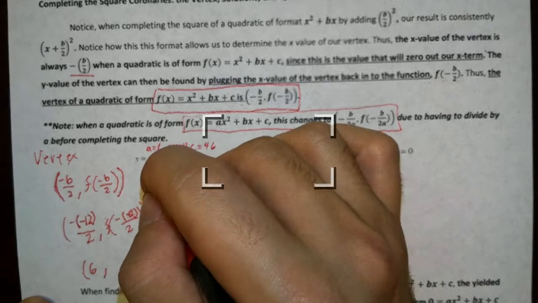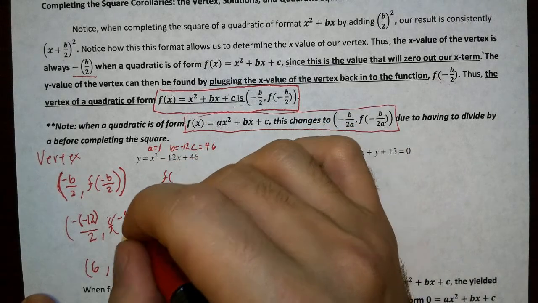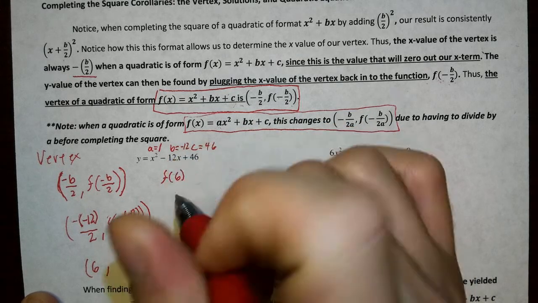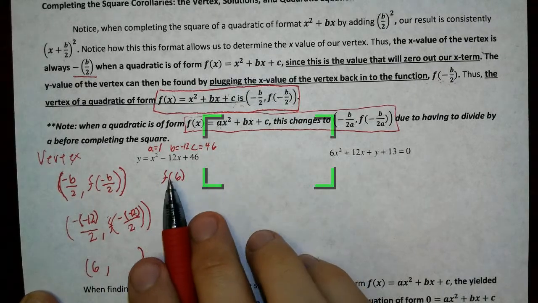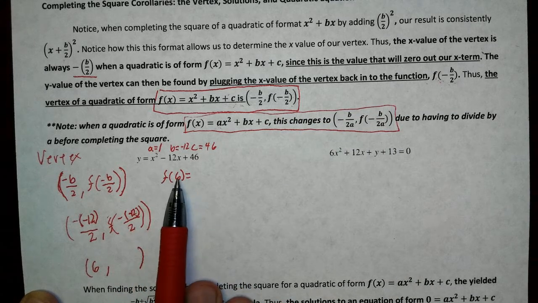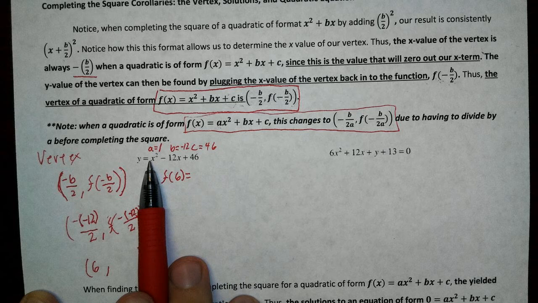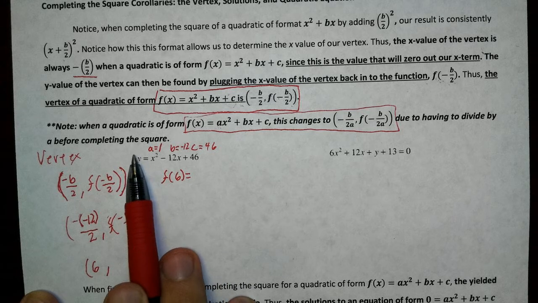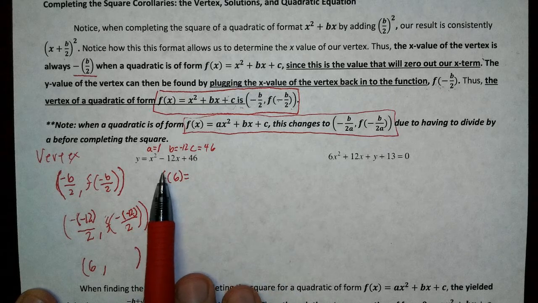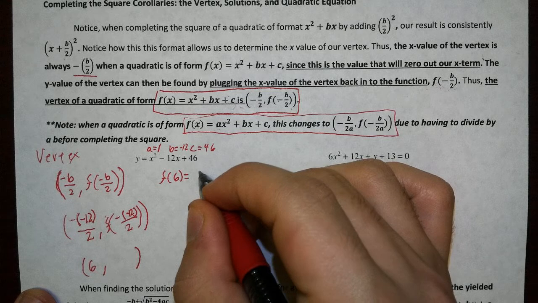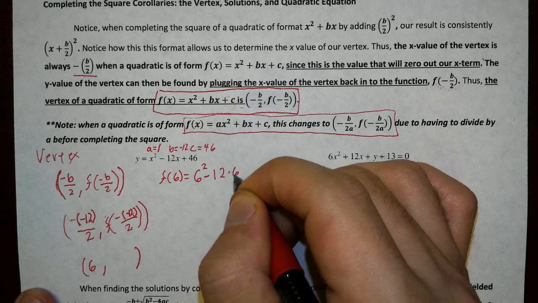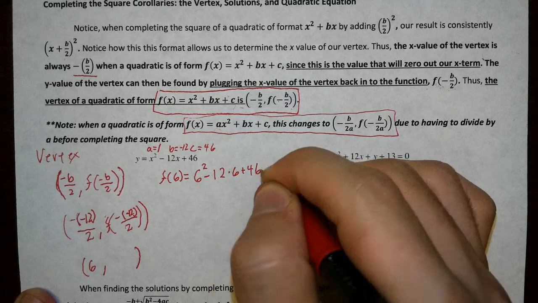Because we have f of negative 12 divided by 2, we just know that's 6. Remember, we're taking our x value and plugging it back in to find our y value. Now we can substitute this 6 in for where our x's are. Remember, this is a function, and although it's not notated as a function right here, that's really what it is. We can write f of 6 and just plug in 6, which equals 6 squared minus 12 times 6 plus 46.